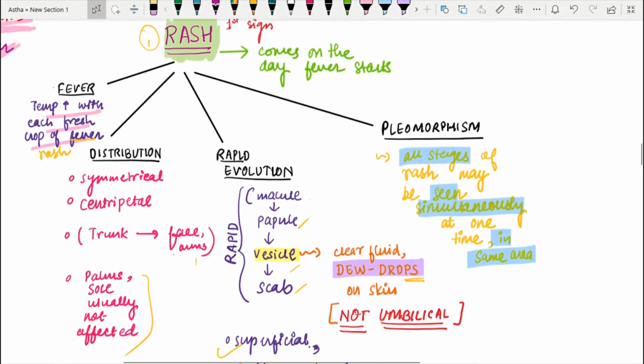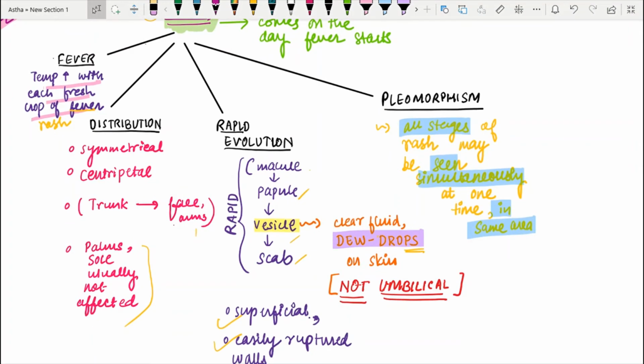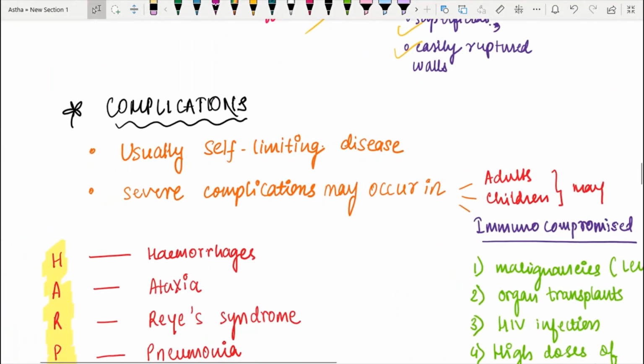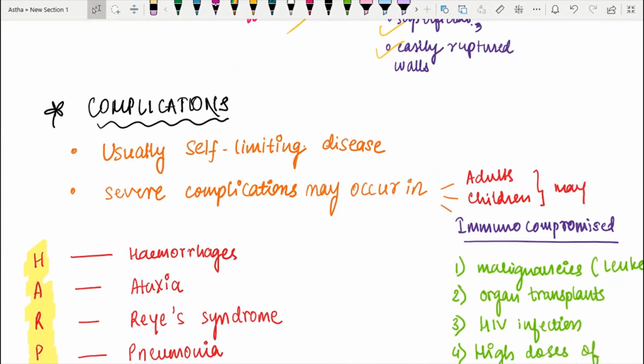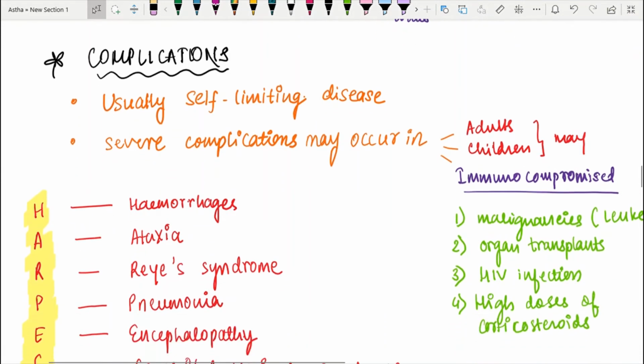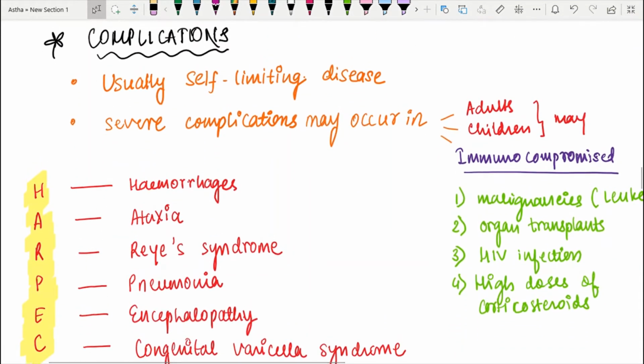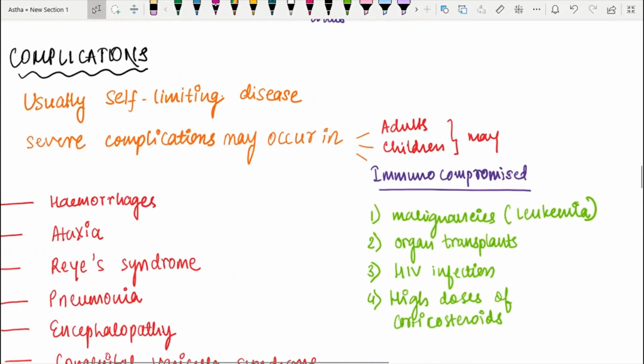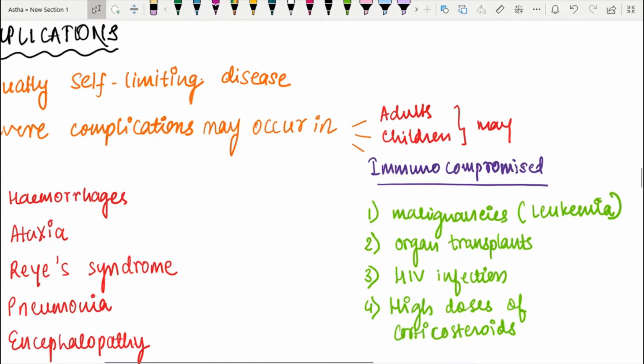Then coming to pleomorphism. All stages of the rash may be seen simultaneously at one time in the same area. For instance, if this is your face, then macule, vesicles, scab, everything may be present simultaneously, whereas that is not the case in smallpox. Then coming to the complications of chickenpox, it is usually a self-limiting disease and severe complications are uncommon, although in adults and children they may occur. Those at the most risk of these complications are the immunocompromised patients.